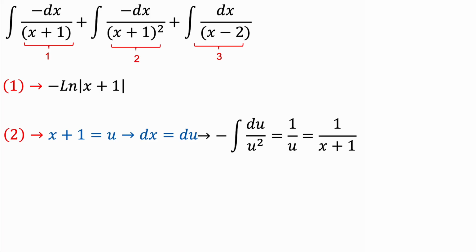Okay, the third one is dx over x minus 2. And its denominator, which is first degree, what was it? That is right, the natural logarithm. So, we have now computed our three integrals, and the operation connecting them is addition.